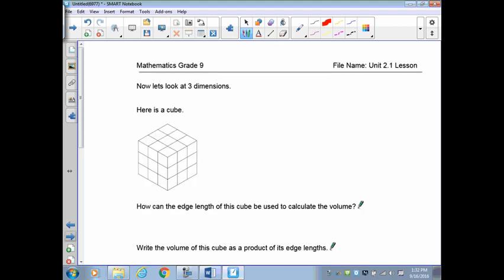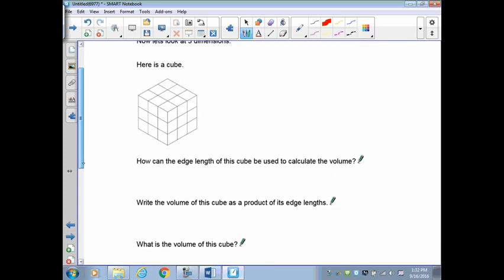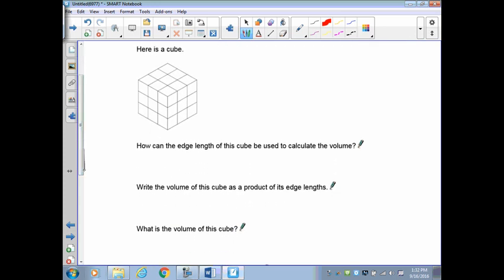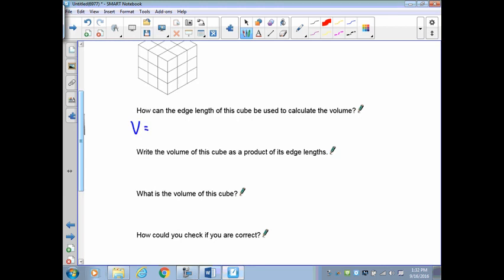So let's look at 3 dimensions now that we have the square stuff all figured out. Here is a cube. So how can the edge length of this cube be used to calculate the volume? Well, if you remember, the volume is equal to length times width times height. But in a cube, they're all exactly the same. So for this one, it's actually got a 3. So your volume is 3 times 3 times 3.